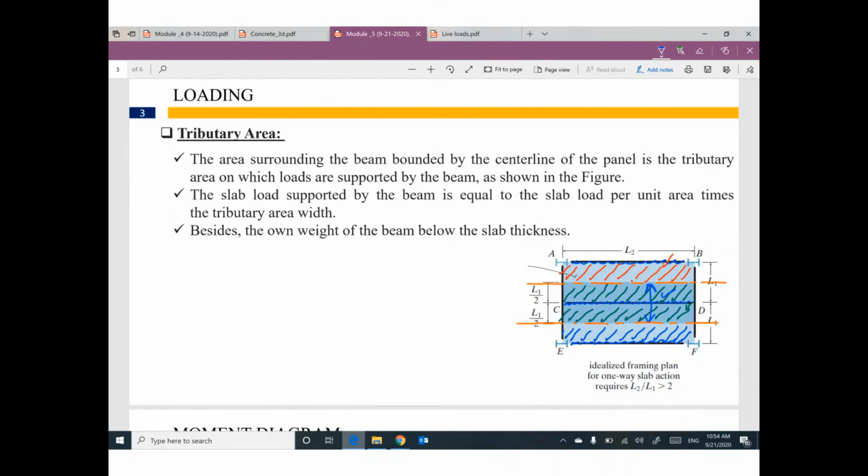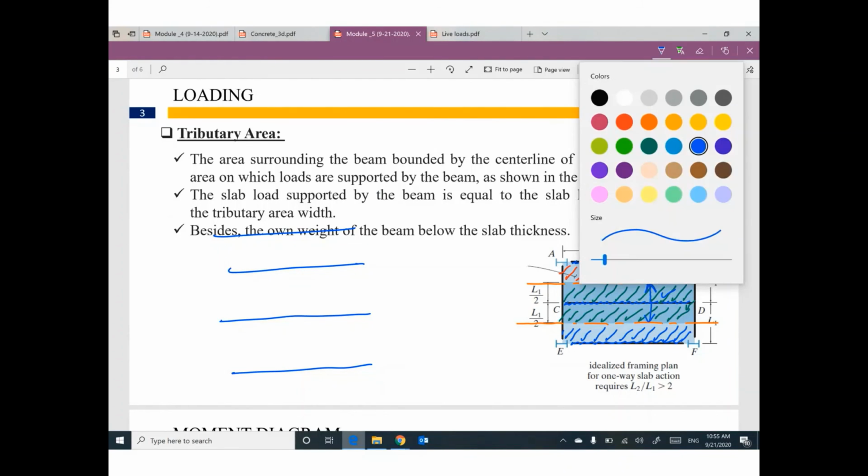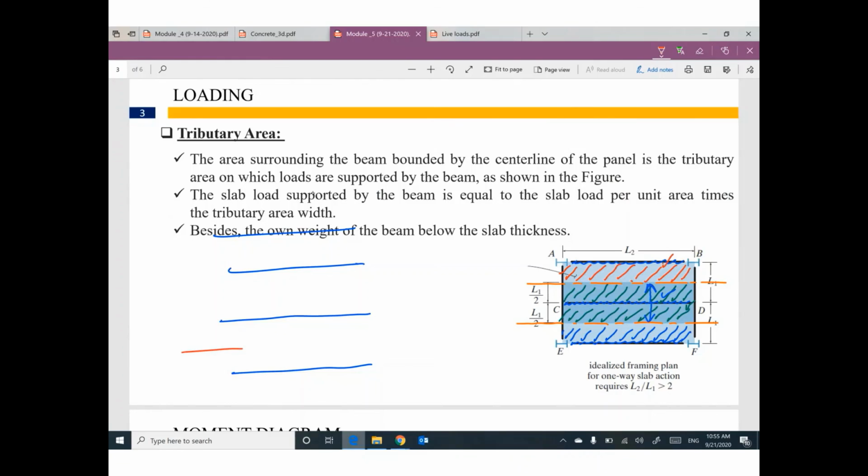So if you have a beam, another beam, another beam, and another beam, please go ahead and draw a center line between each beam. So this beam will support this width of the slab. Anything on the slab in this area will be supported by this beam. Do you agree? Do you have any question regarding this point?